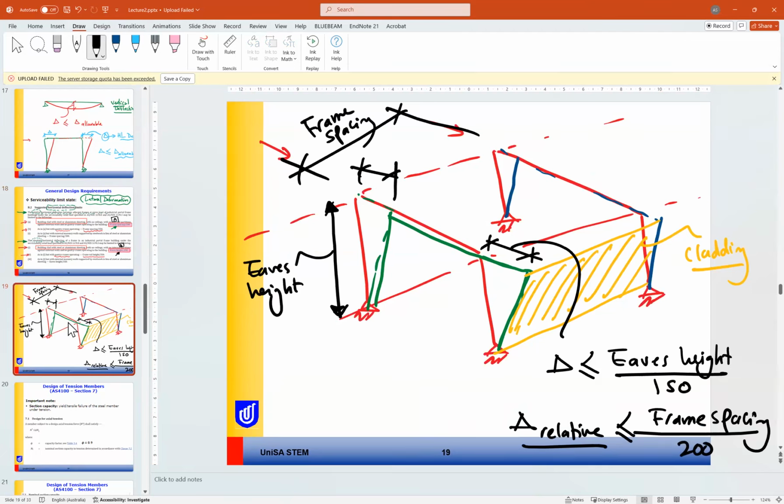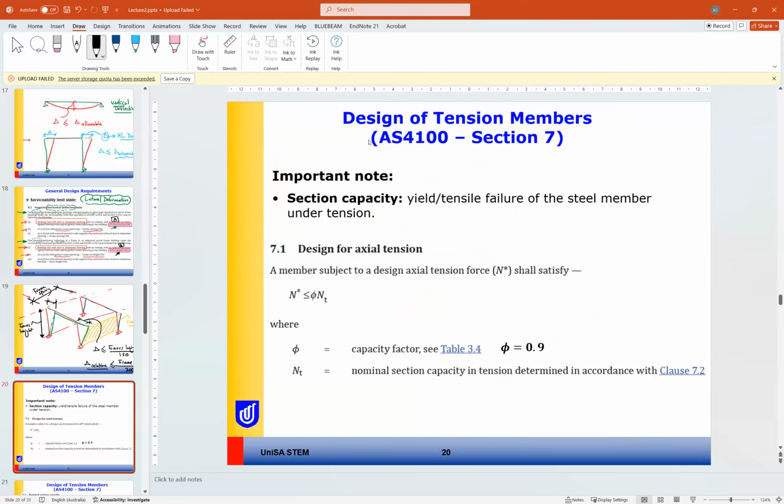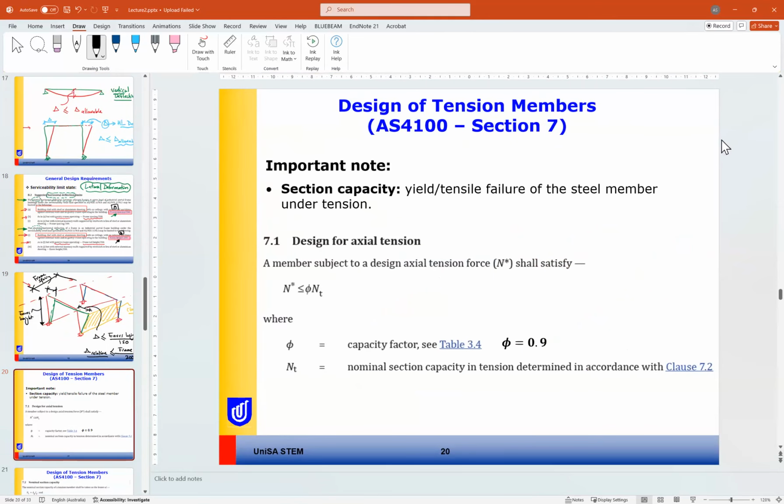Is that clear? Any question about this part? All good? Thank you, Michael, for confirming.